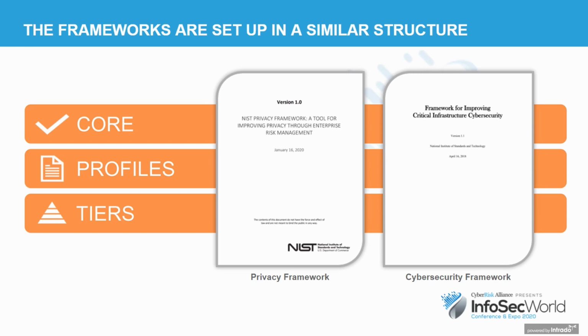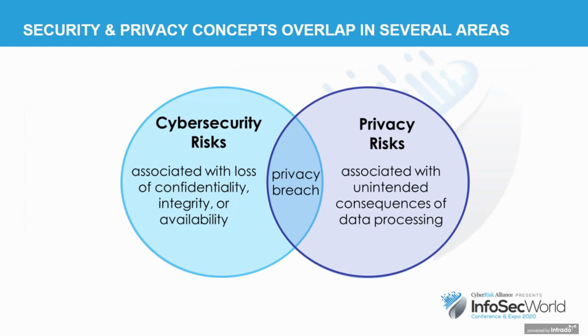So the core will help us enable that dialogue and understand what we need to do. The profiles will help us understand the priorities and what we're doing now versus what we could be doing and maybe what we need to do better. And the tiers will help us understand how we need to do those things and how mature those items need to be. So security and privacy are things that many different organizations will do through one program or look at separately.